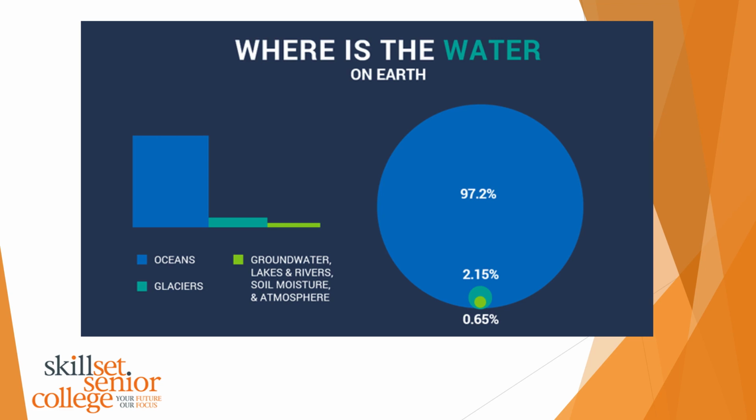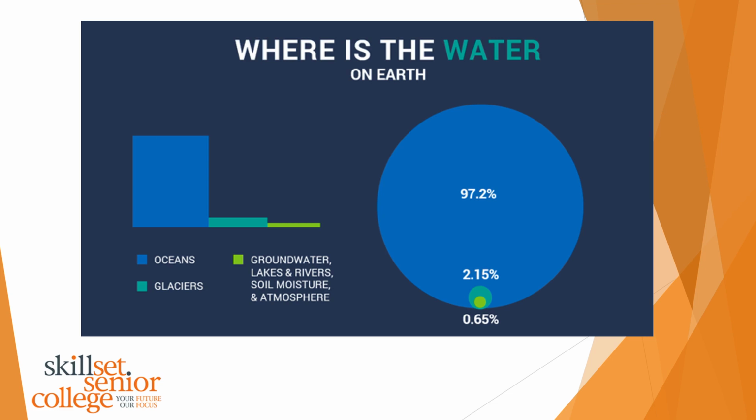0.65% of water is found in the ground. So that's what people use their bores to try and get into the water in the ground, lakes and rivers, in the soil and in the atmosphere. So a really tiny percentage. And if you look at those three categories, the only water that we can really use to drink is in that very small category. So that's why it's so dangerous, particularly in this part of the world when we have drought, because we can't get access to a lot of water and it's not that plentiful.